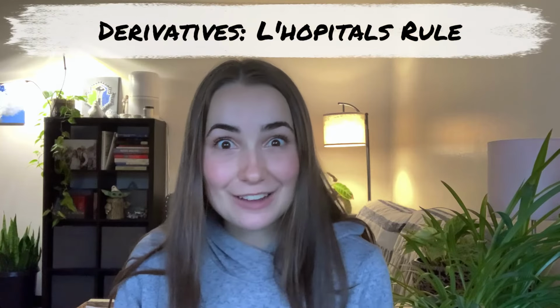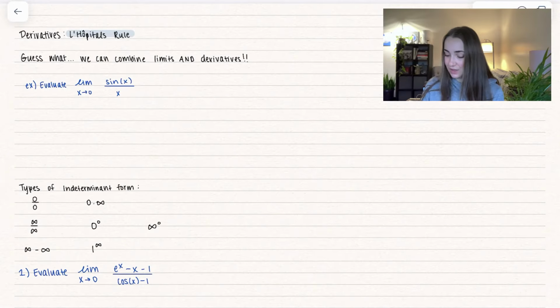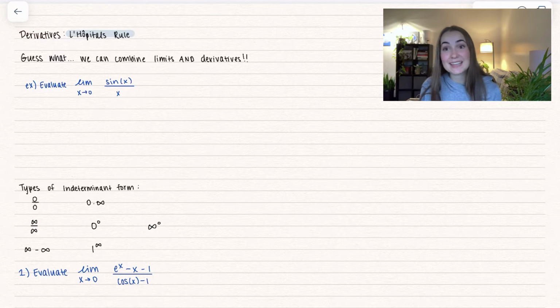Today we're continuing our series on derivatives, so we're going to be talking about L'Hopital's rule. So let's go ahead and dive into it. With L'Hopital's rule, the exciting part is that we get to combine limits and derivatives. So let's go ahead and evaluate this limit.